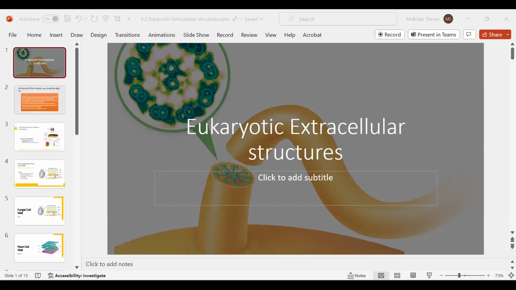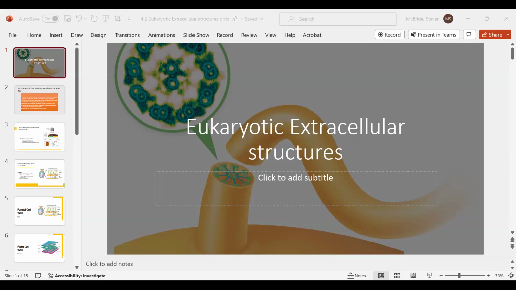And during cell division, they actually form a spindle that helps separate the chromosomes, right? So the goal of the microtubule in general is to move things around the cell. And so during cell division, this is going to help move the chromosomes across the cell.